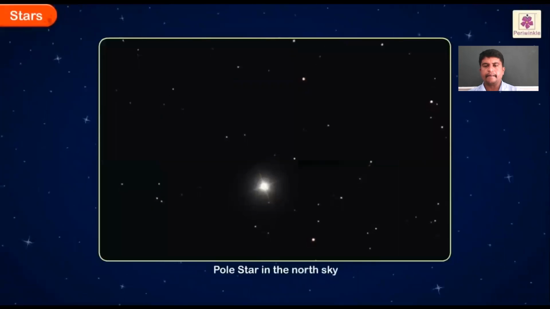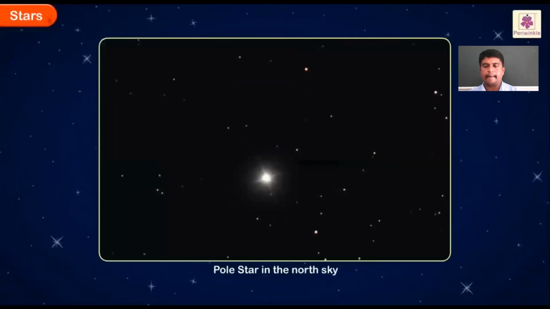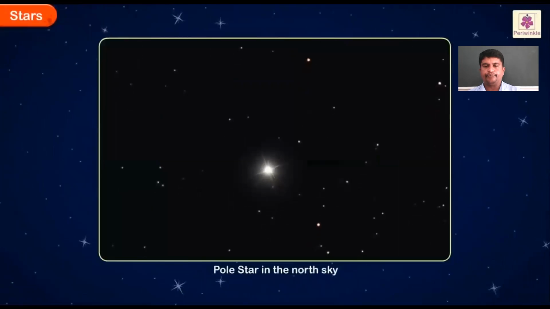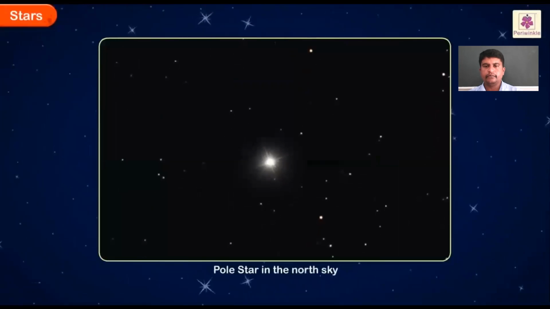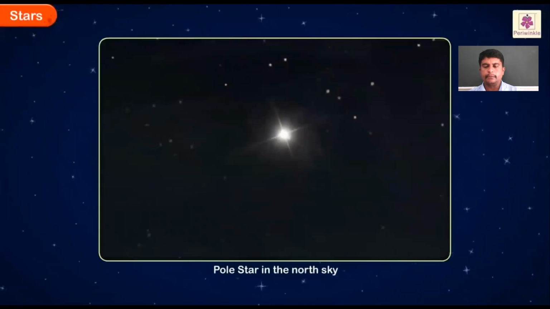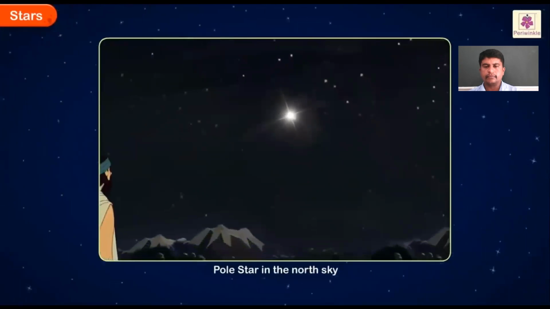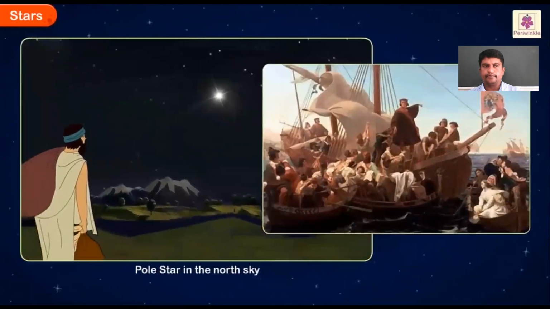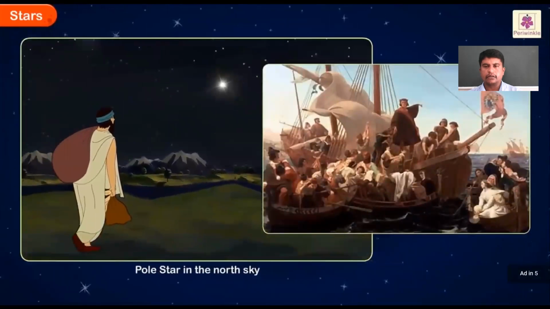In the north sky, at night, we see a bright star called the pole star. It has been guiding sailors and travelers since ancient times. The sun guided them during the day, while the pole star guided them at night.